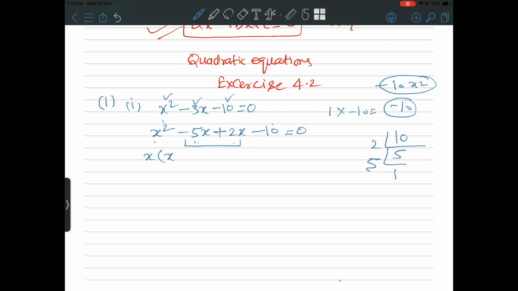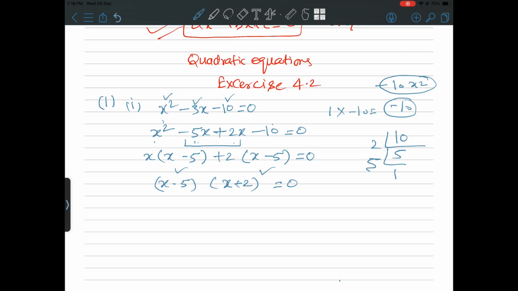So that becomes x minus 5, bracket close. And then here, if we take 2 as common, that becomes x minus 5 because 2 fives are 10, equal to 0. Now, if you focus, you can see that x minus 5 is common in the whole equation. So now if we take x minus 5 as common, we get x plus 2 is equal to 0, right? So what does it mean?